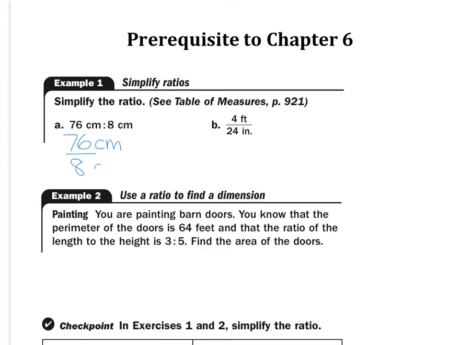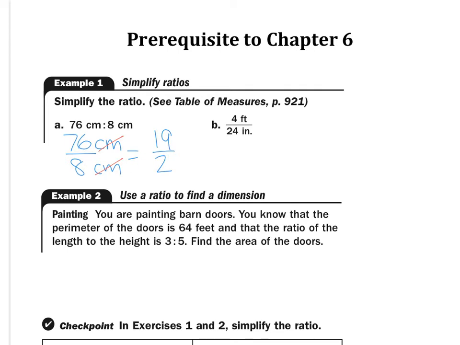And as long as the units are the same, they will cancel out so that you can just reduce the number. And this reduces by 4.